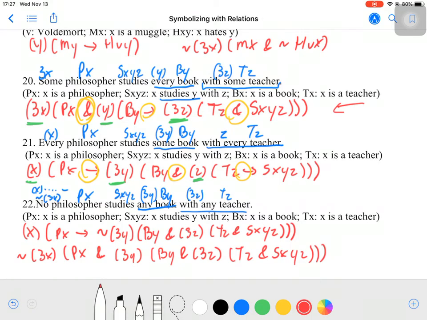So this is the last video of the optional extra exercises. So the next one I'm going to do is I'm going to walk through the exercises from Lemon.